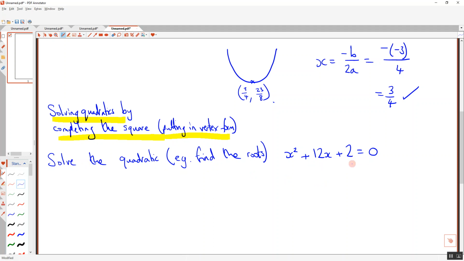What's one method you could use? You could use the quadratic formula. You could factorize it if you could, but you can also now solve it by completing the square. Okay, or putting it in vertex form. So I want you to do that for me now. Put that into vertex form for me. I'll give you a couple of minutes.